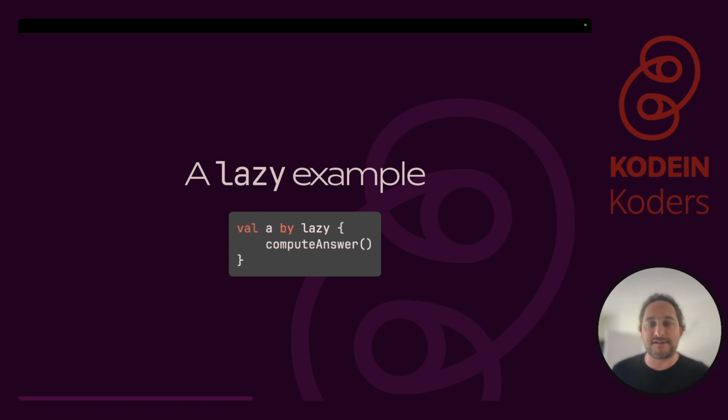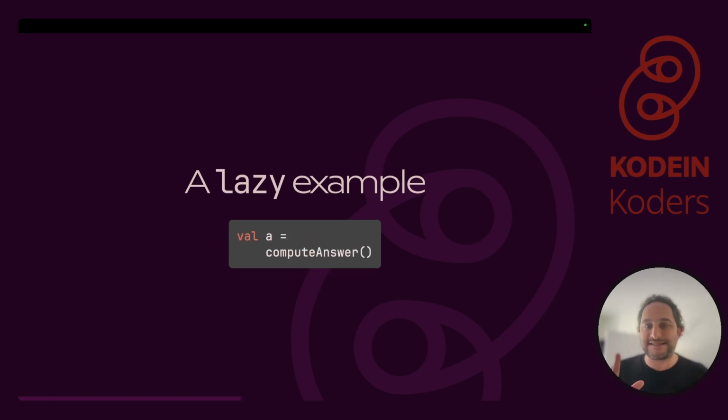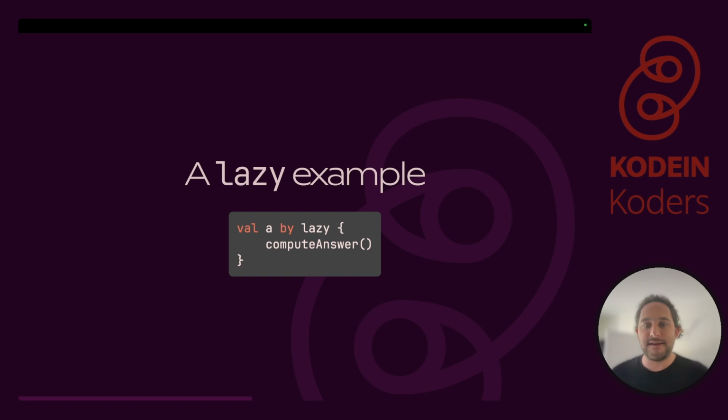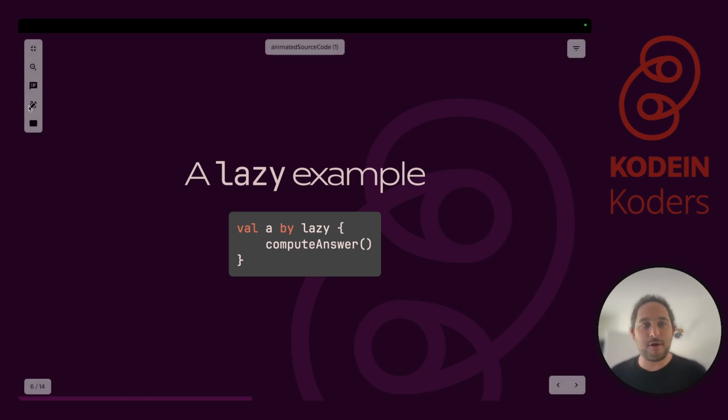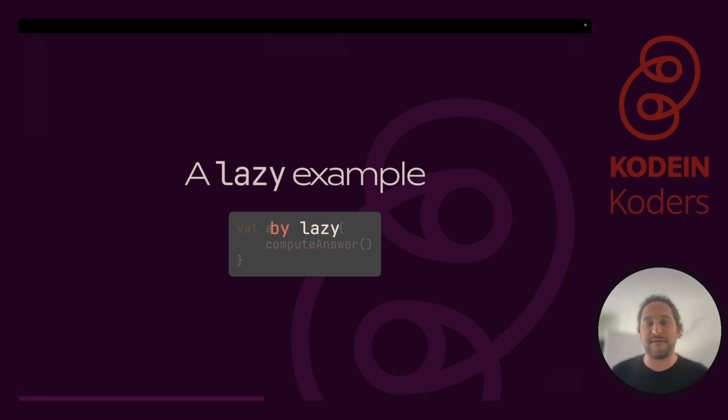Okay, so let's go back. We have 3 steps in our source code animation. The first is showing this equal. The second is replacing the equal by lazy. Note that equal disappears, by lazy appears, but also this bracket appears. So it's not only by lazy, it's also the bracket. Then finally, the third step is that we highlight this by lazy.